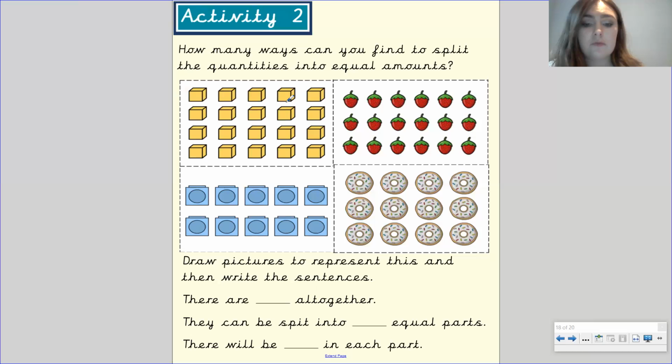So have a look at the cubes first. You need to tell me how many cubes there are altogether, how many parts they can be split into equal parts, and how many would be in each part. Then you go on to strawberries, answer the questions again, then onto the blocks, answer the question again, and then onto the donuts and answer the question again. So pause the video here if you are completing activity number 2.